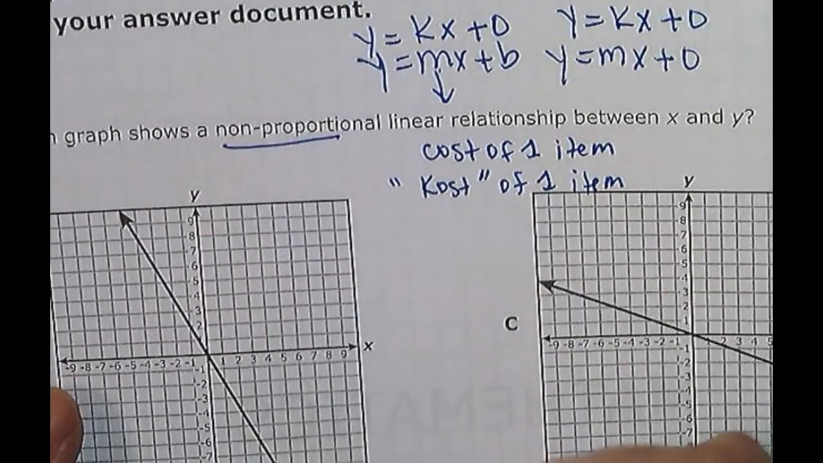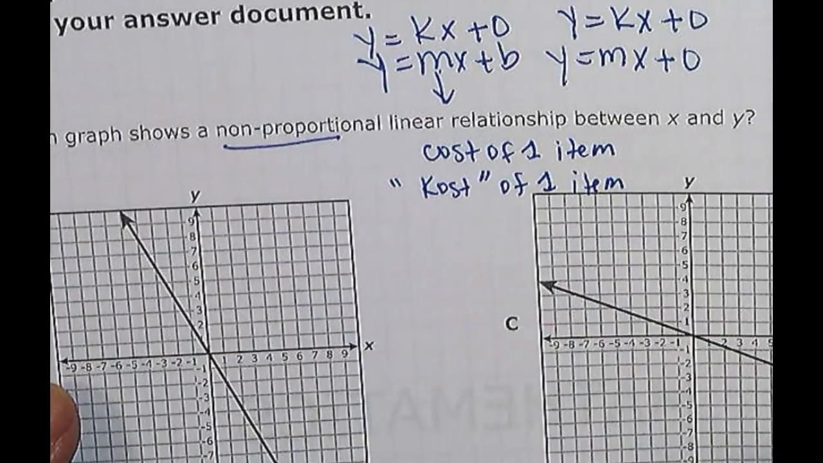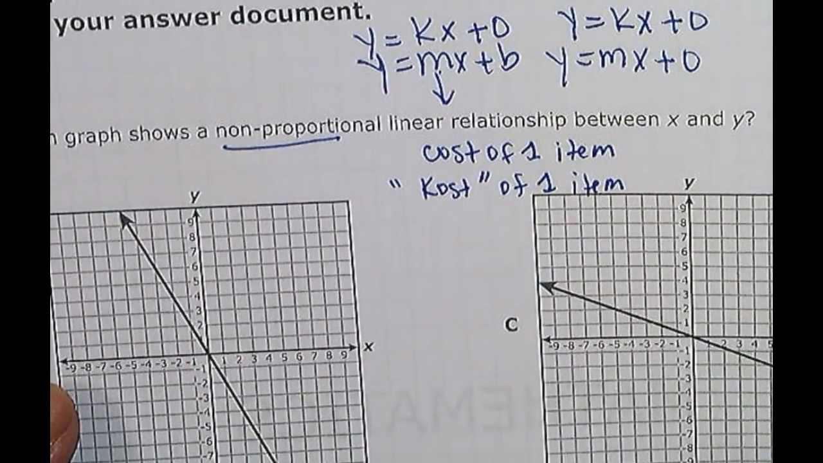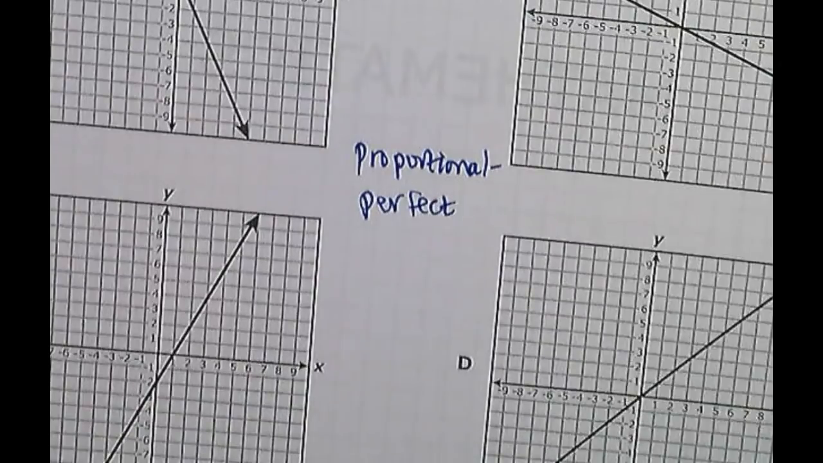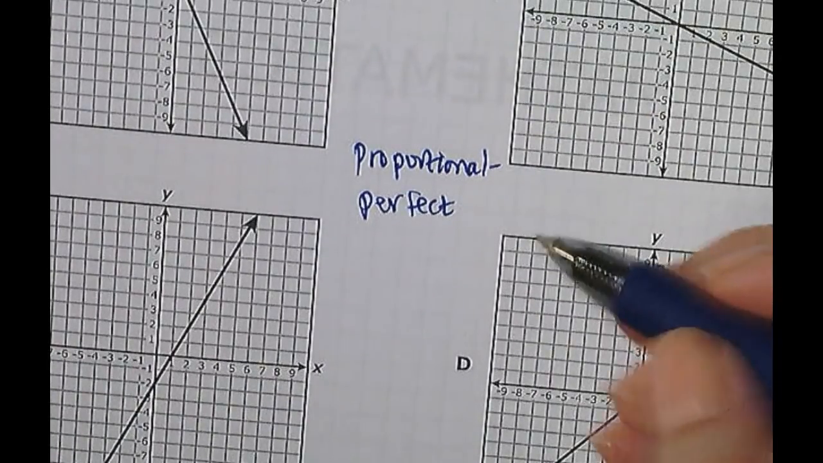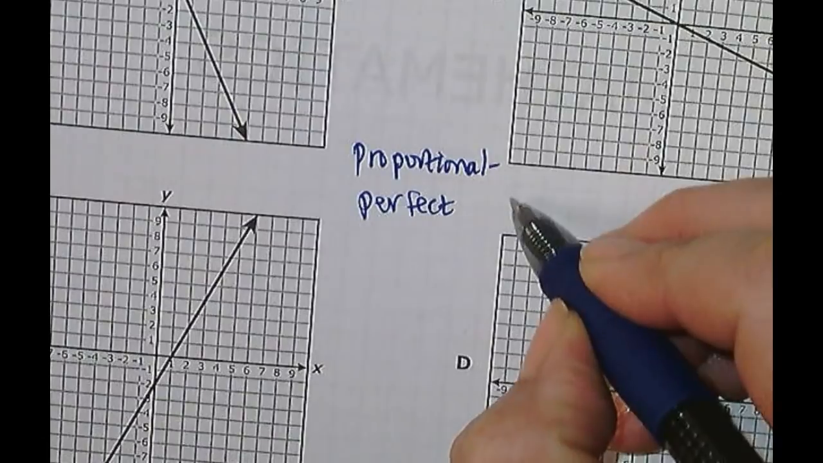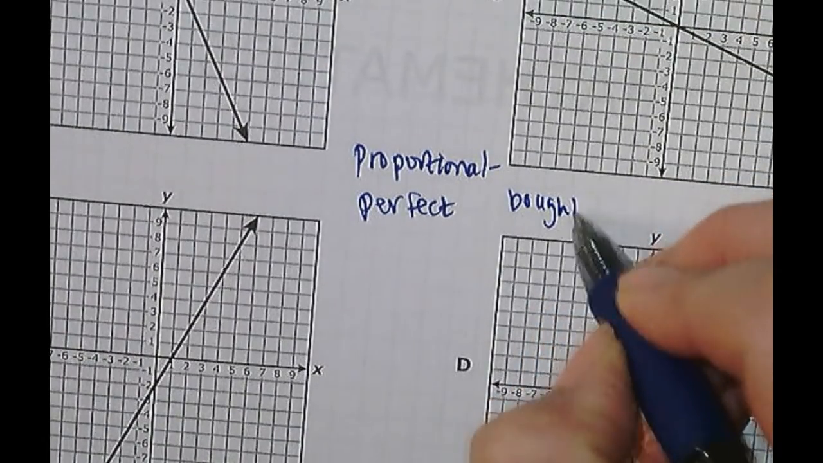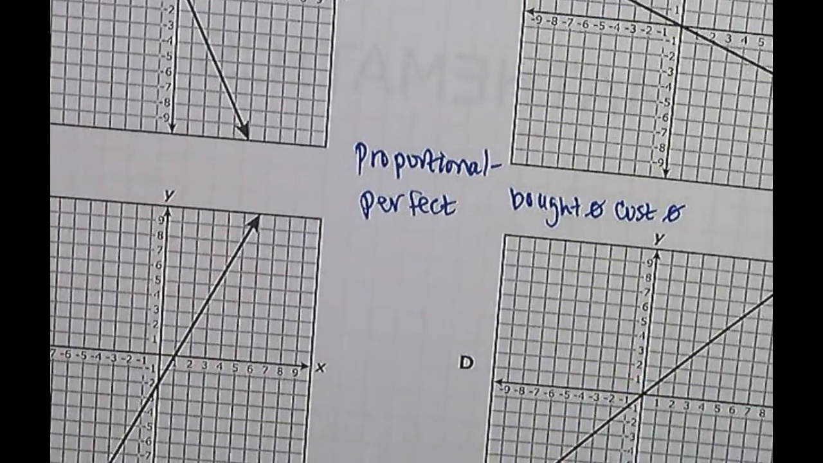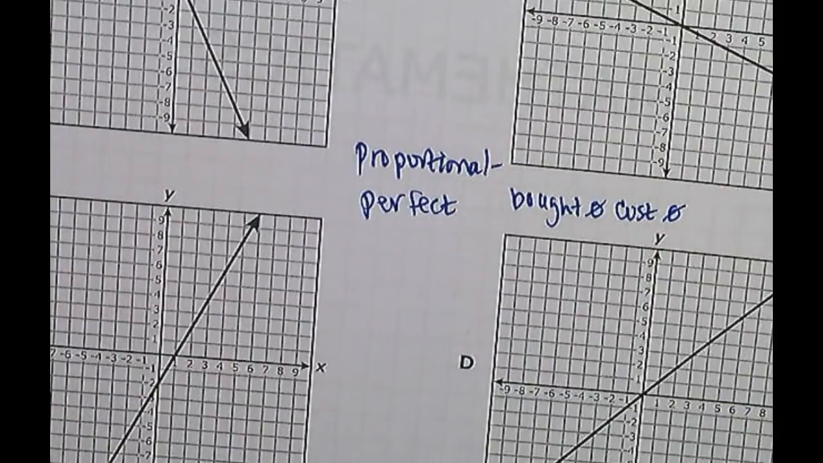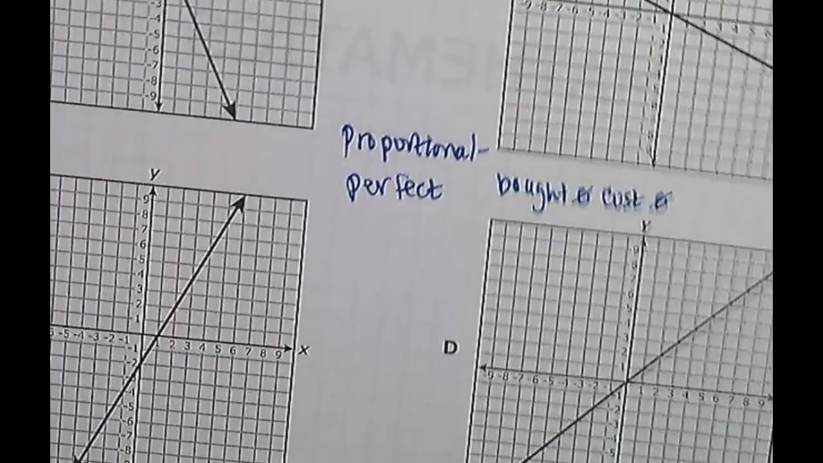Proportional is perfect. As in bought none, cost none. Oops, that's off screen. Again, proportional is perfect. Bought none, cost none. So if you didn't buy any, it doesn't cost anything. Bought none, cost none. And I wish everything was like that, like my phone bill. If I don't use it as much, maybe it'd be cheaper. Nope, unfortunately. So the answer is choice B.